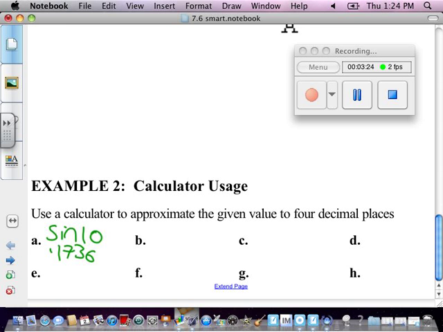Okay, if we have the cosine of 38, we stick it in our calculator and we get 0.7880. You guys get the point? Tan of 44 is 0.9657. Do we need to keep going? Okay, you get it? All right, let's go to the next page. Let's try some more of these.